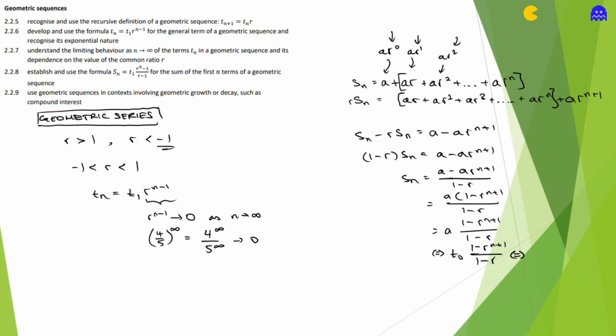We can also write that as T1 (1 take R to the n) over (1 minus R). This is equally valid. And so we can use this formula to generally compute the infinite series as well, or just general geometric series.